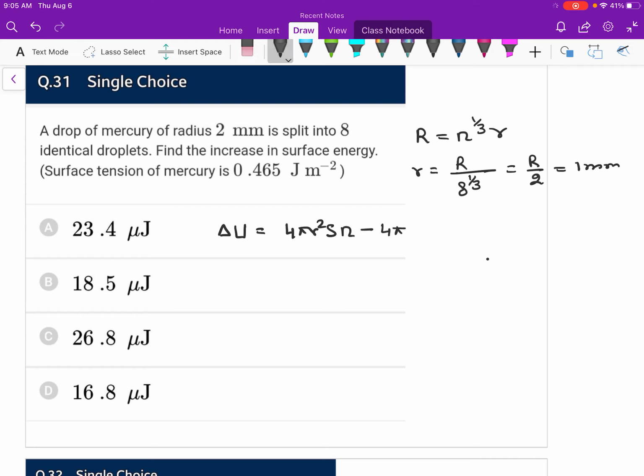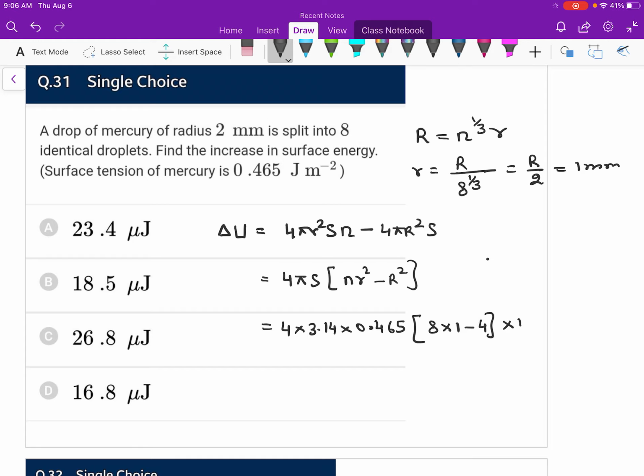This is final energy minus initial energy, 4 pi capital R square s. So this is 4 pi s into (r square minus capital R square). So 4 into 3.14 into 0.465. This is 4 pi s n r square. So 8 into (1 minus 2 square), which is 4 into 10 to the power minus 6.